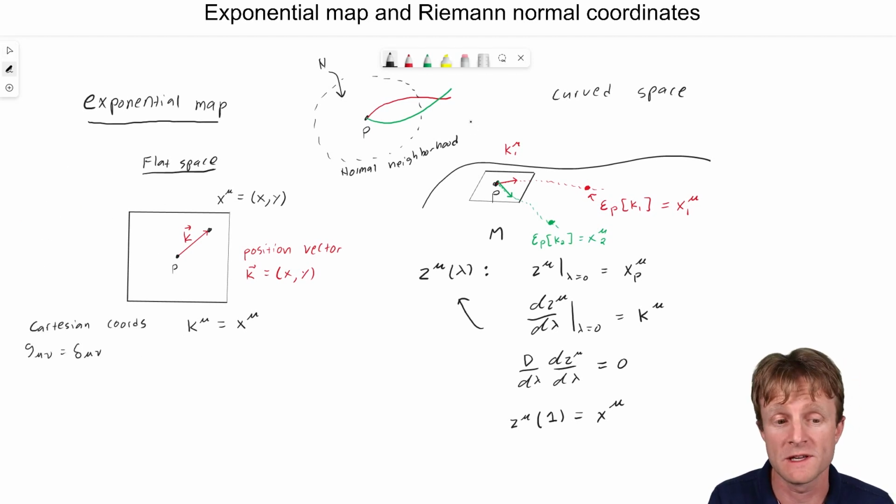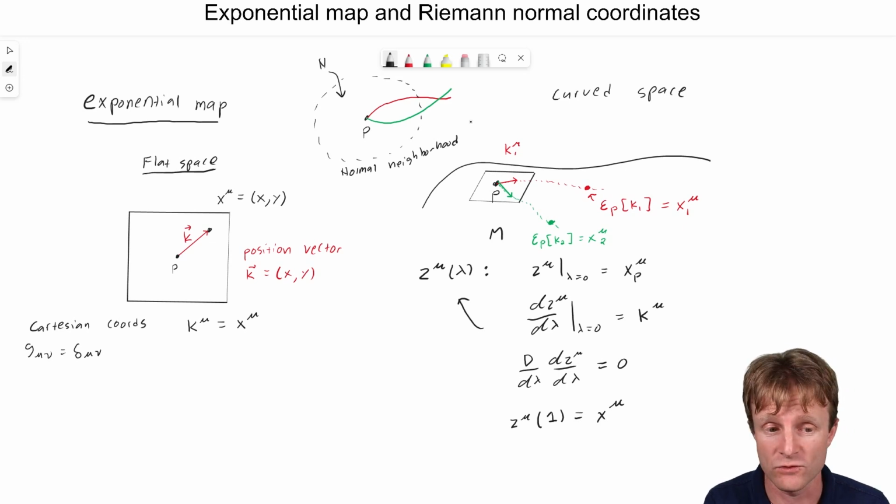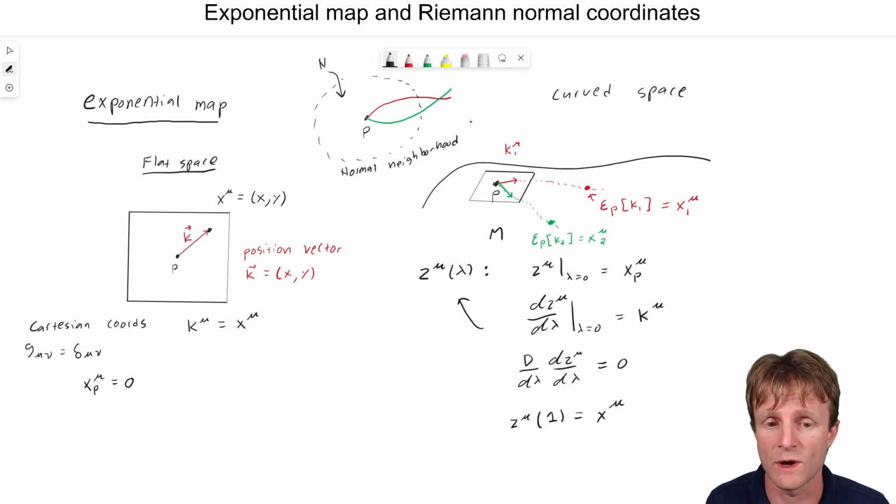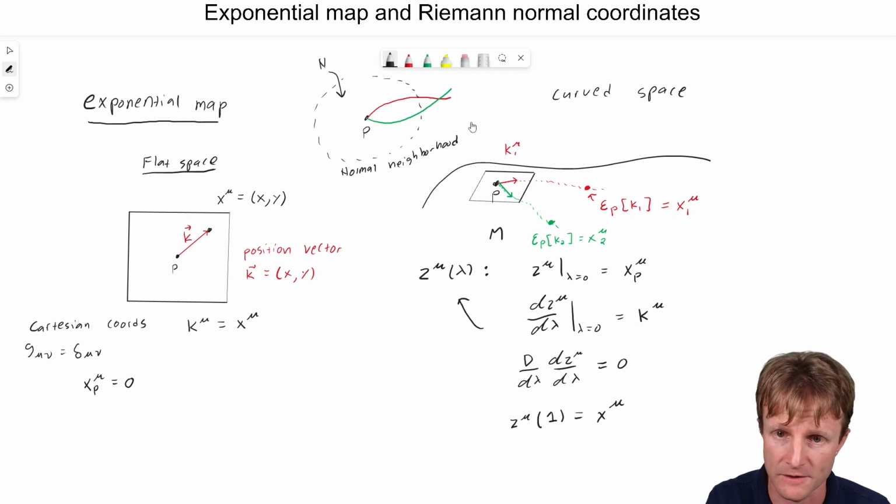Now, in flat space-time, this construction has a few key properties. First of all, we have to be in Cartesian coordinates, where the metric is equal to the Euclidean metric, here written delta mu nu. We also have the property that the origin of coordinates is the point P. In other words, the coordinates x mu of P are all 0. And then we have the third equation defining the position vector.